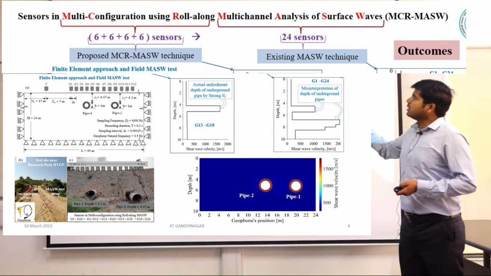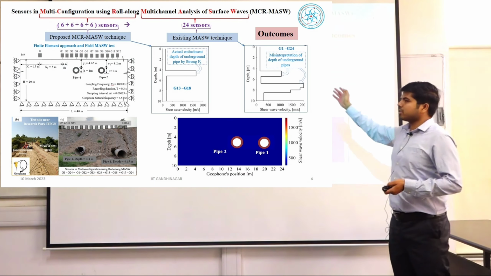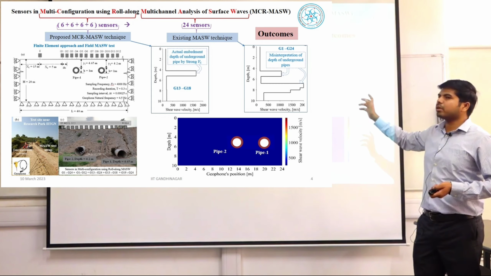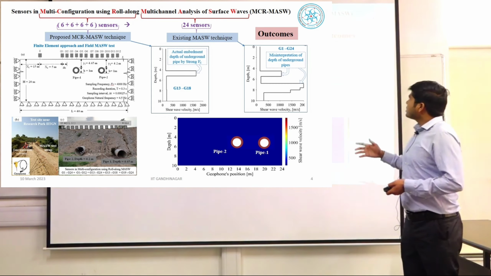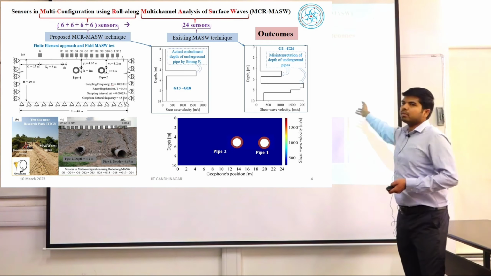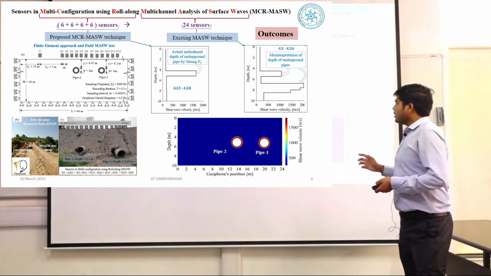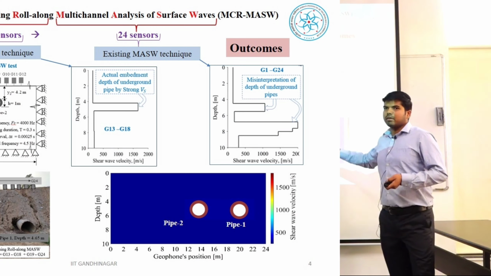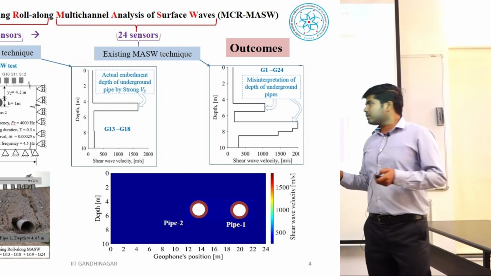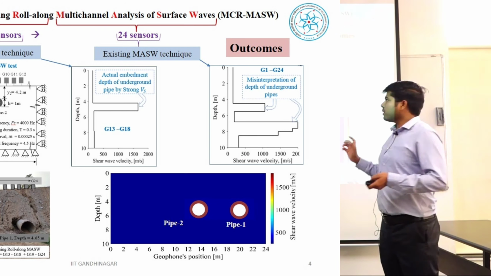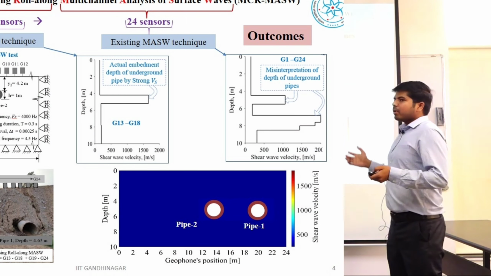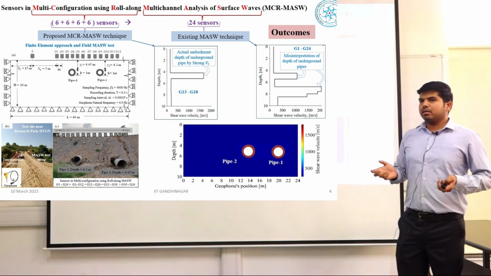Using our proposed technique, we can successfully find the depth and horizontal location of the buried object, whereas the existing techniques misinterpreted the location of these pipes. As a final outcome, we successfully detected both the horizontal location as well as the vertical positioning of these underground pipes. So these are the overall outcomes of my research.